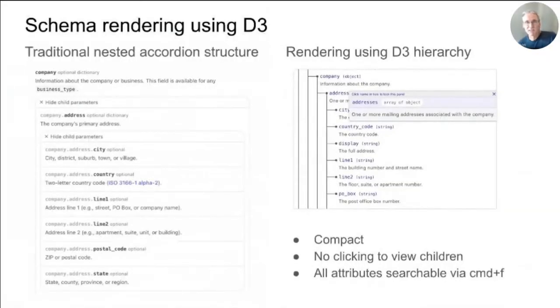Some of our request and response schemas are deeply nested, and I was frustrated with all the clicking I had to do to view nested attributes. The solution I came up with is to render the schemas as D3 trees.